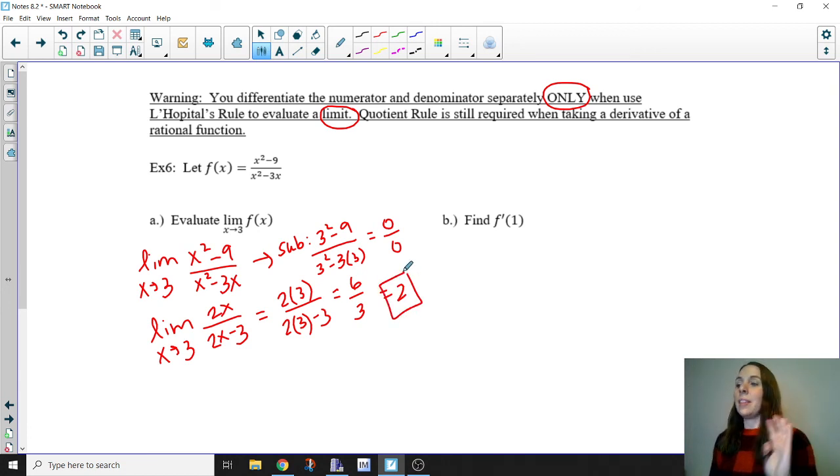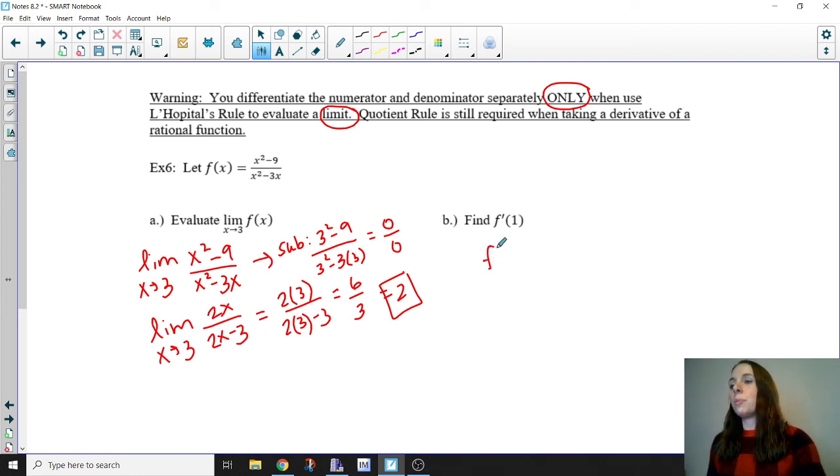Okay, so again, that is where you can just take the derivative of the numerator over the derivative of the denominator. We did that because we were evaluating the limit with L'Hopital's rule. Okay, however, take a look at B. It says find f prime at 1. In this case, we need to use quotient rule. We are not evaluating a limit, so L'Hopital's rule is not a thing here.